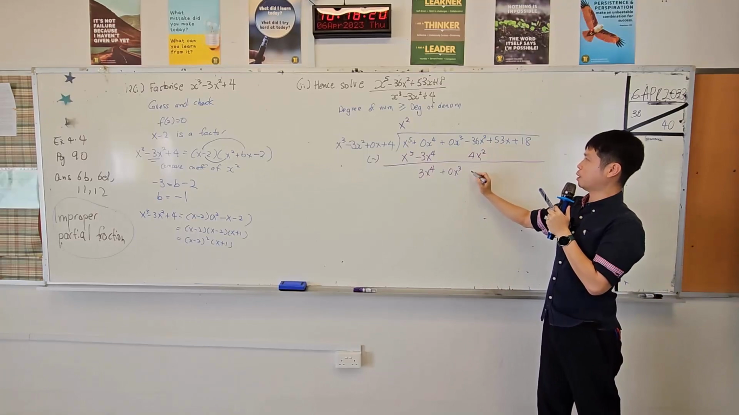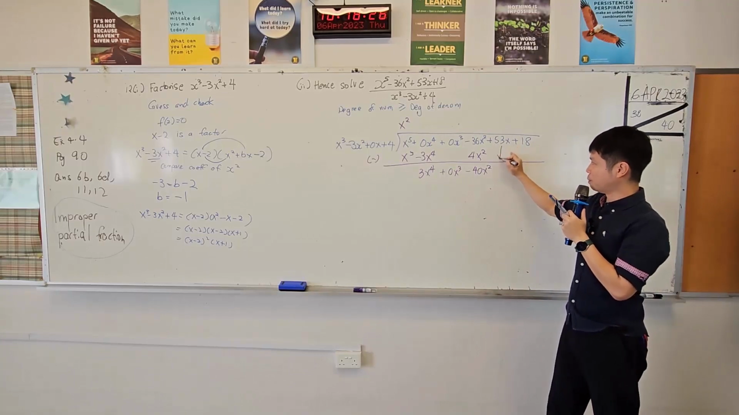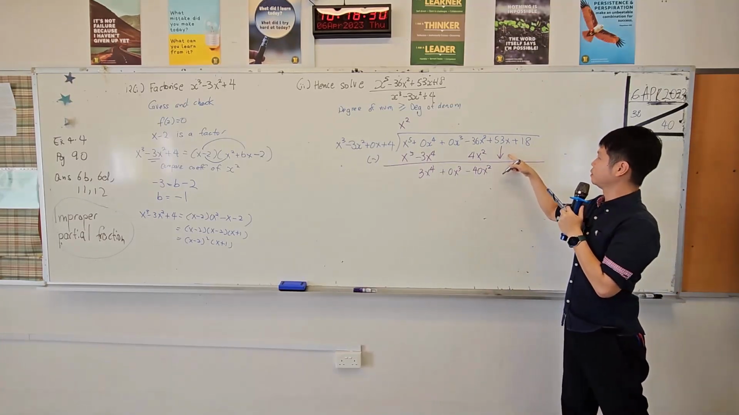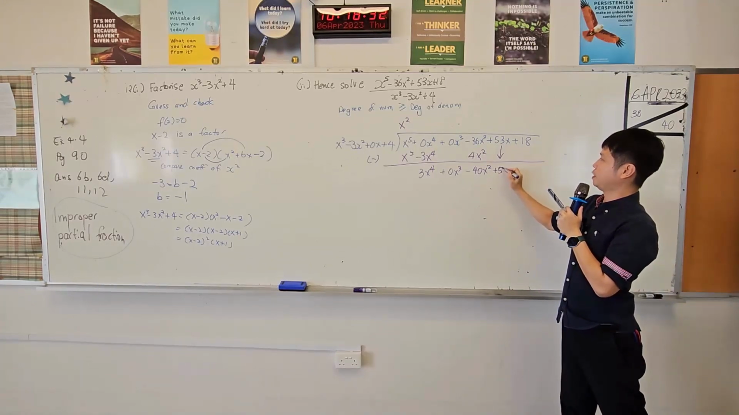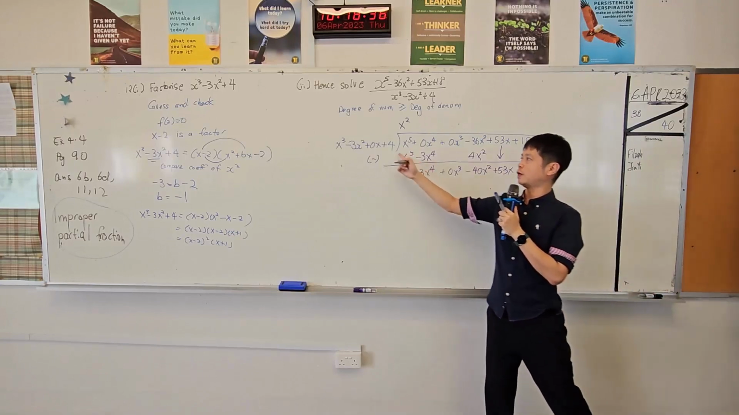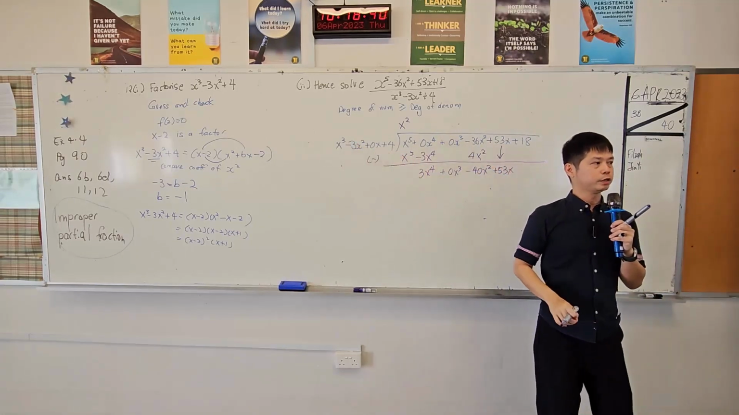So for here, I will have negative 40x squared. And always remember, you must bring down one term. Always bring down one term. And then this one, I will have plus 53x. Now, how do I remember? You just count 1, 2, 3, 4, 1, 2, 3, 4. Every time it will be the same as the number of terms in your divisor.